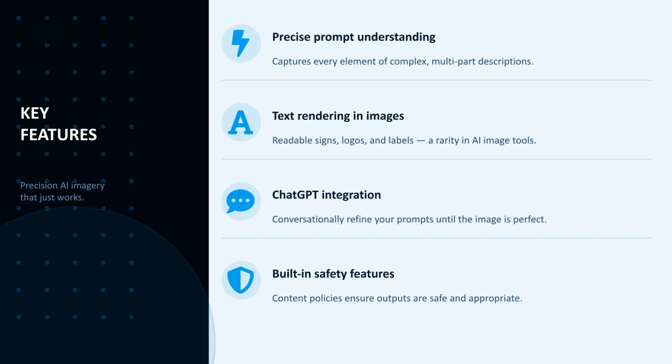Key features include precise prompt understanding, capturing every element of complex descriptions. It also offers text rendering in images, a rarity in AI tools. ChatGPT integration allows conversational prompt refinement, and built-in safety features ensure appropriate outputs.